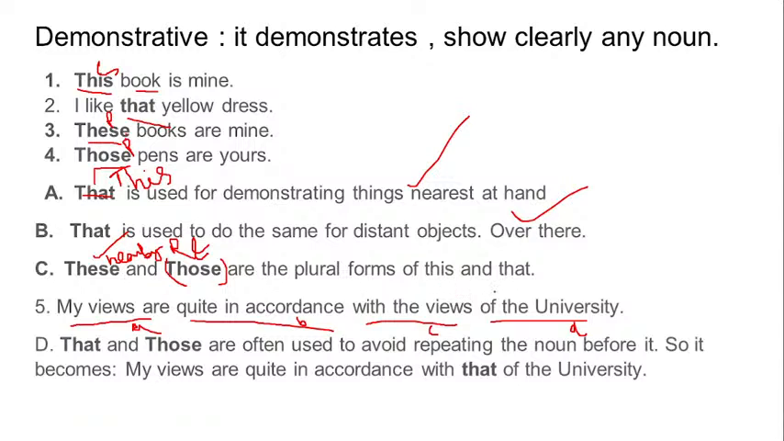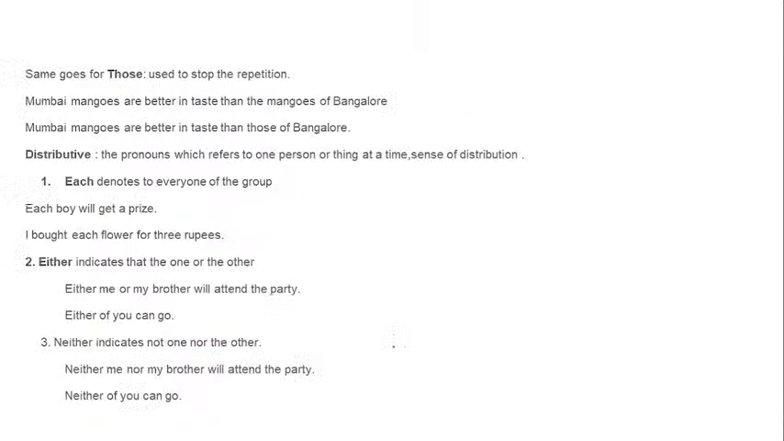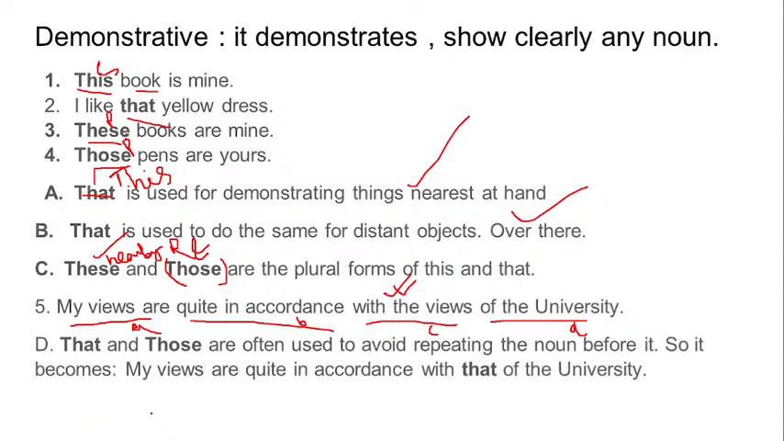But apparently nothing seems wrong with this sentence, isn't it? Because it is almost grammatically correct that my views are quite in accordance with the views of the university. But there is something wrong. What you can correct is this portion. In the C portion, we can always write it as, my views are quite in accordance with that of the university.